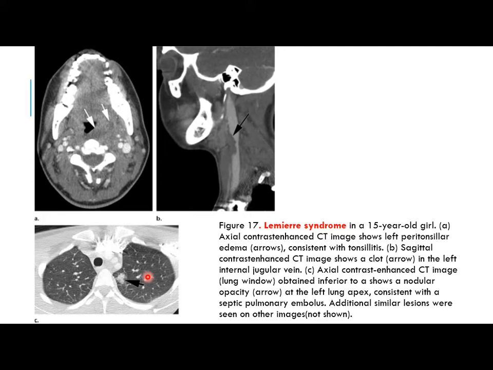So Lemierre syndrome is all three together? Yes. We must have a tonsillar or pharyngeal abscess, an inflammatory infectious condition, extending to the vein, causing thrombosis with lung involvement. This is all together called Lemierre syndrome.